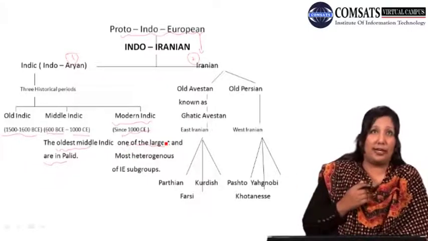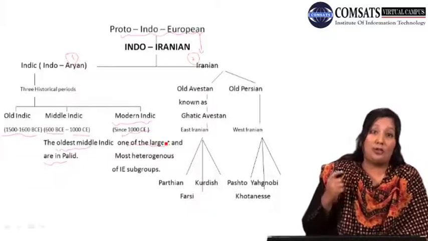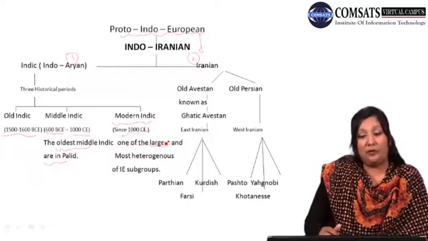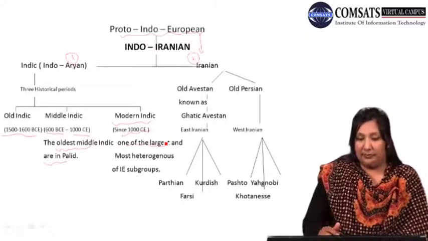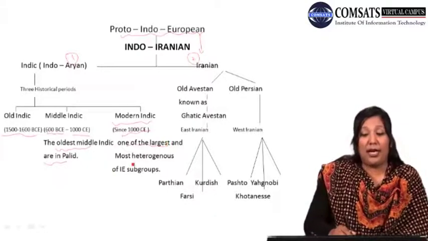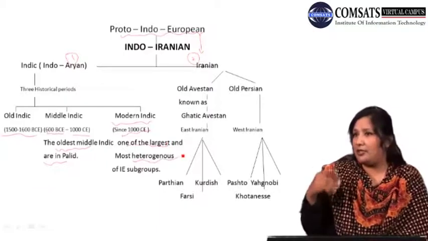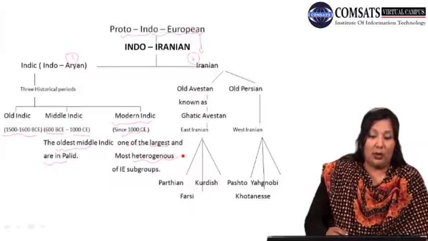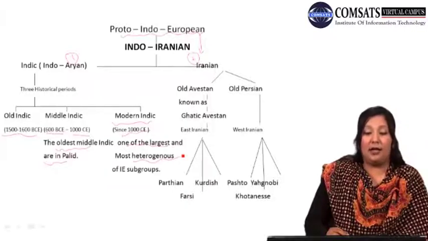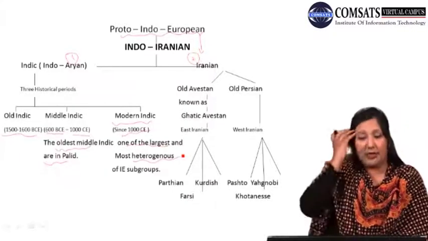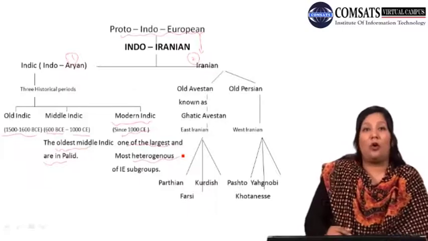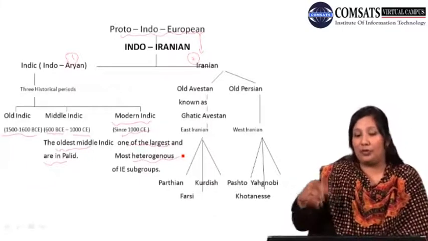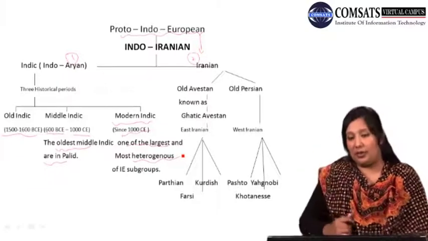Perhaps it was too rich because of its richness of language. It was regarded as one of the largest and most heterogeneous, that is, it has diversity, it has a variety. So it was regarded as the largest as well as the most heterogeneous of all the Indo-European subgroups. Of all the subgroups, it was regarded as that one.